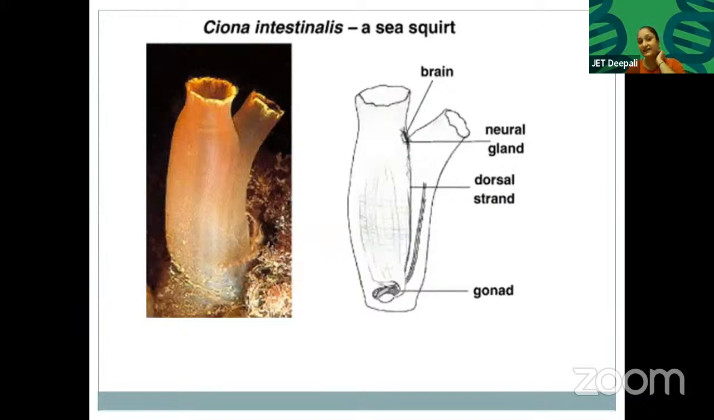Ciona intestinalis, a sea squirt. You can see here both things: branchial aperture, atrial aperture. Gonads are there, dorsal strand, neural gland.